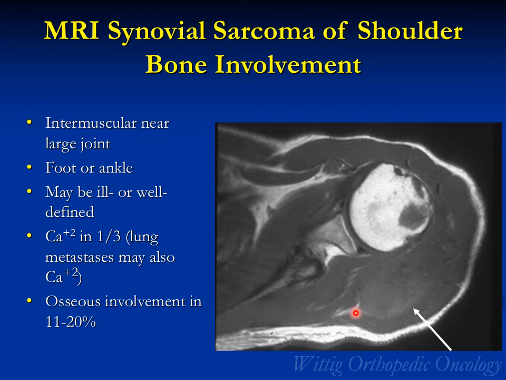It may have a pseudocapsule. There can be calcifications in 1/3 of cases. Lung metastases can also show calcification, and there's osseous involvement in about 20% of cases.